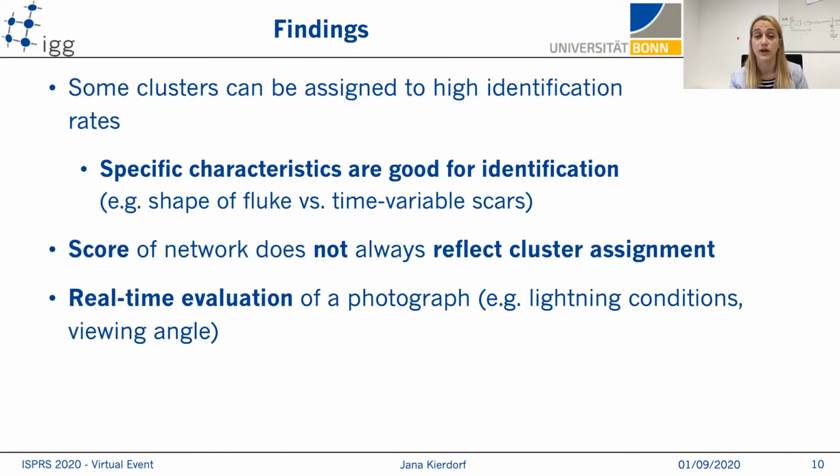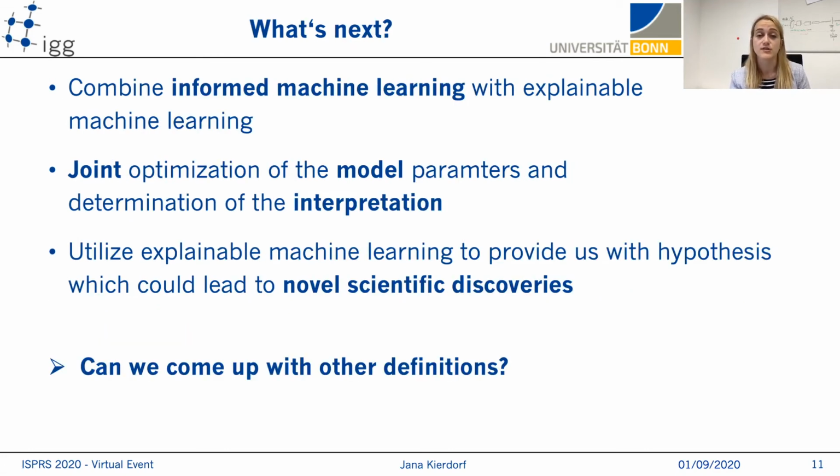So what did we find out? We had some results with high scores, but the cluster was actually indicating that you must be careful with the results. Therefore, the score of the network does not always reflect the cluster assignment, and this can enable a real-time evaluation of a photograph, for example, regarding the lighting conditions or the viewing angle. That means domain knowledge is not only used for explaining, but already to obtain more scientifically and hopefully better solutions.